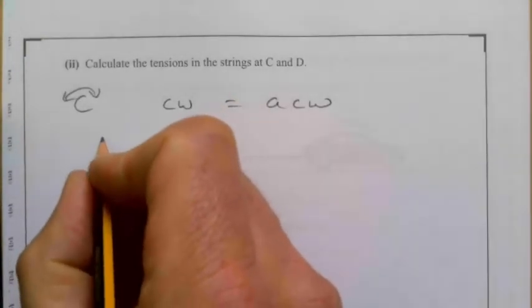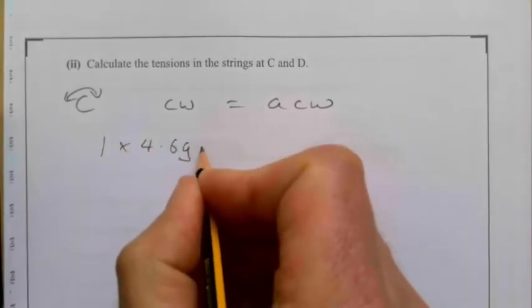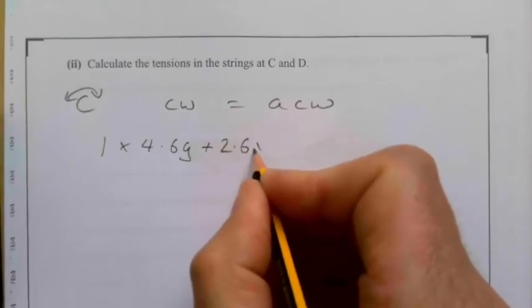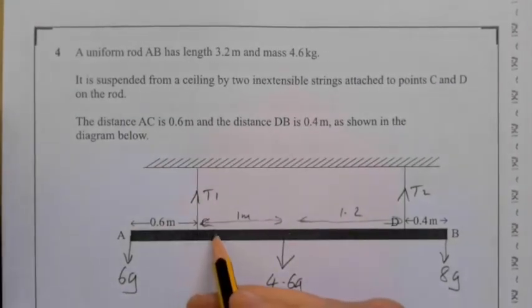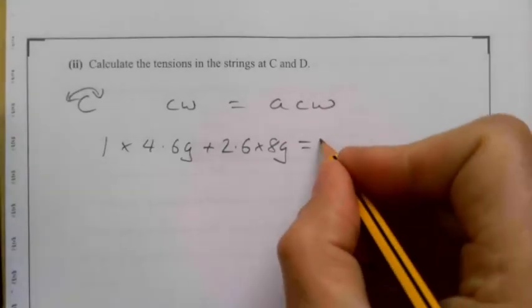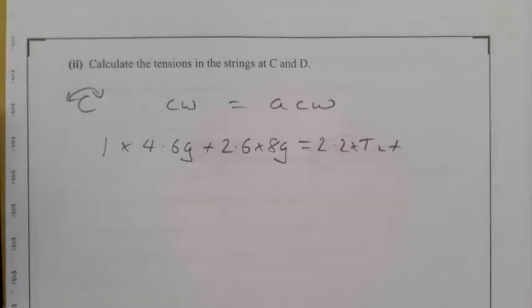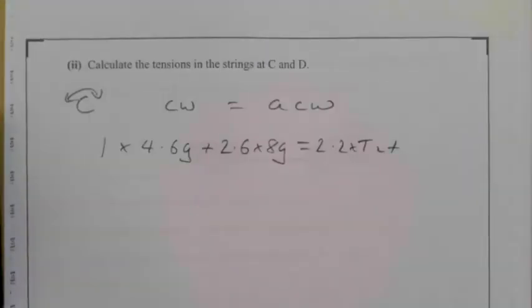So I said that it's 1 times 4.6G plus 2.6 times 8G, and then the anti-clockwise ones, that distance there is 2.2 times T2, plus 0.6 times the 6G.